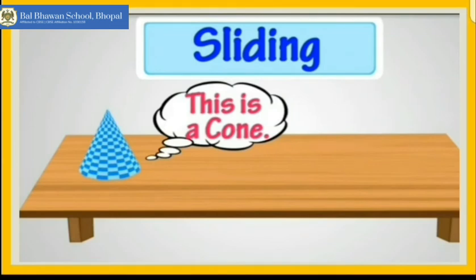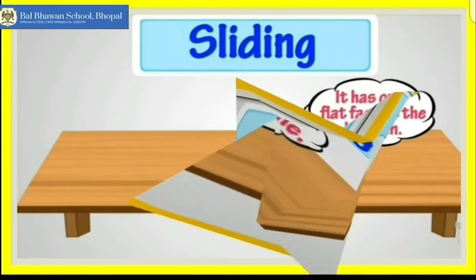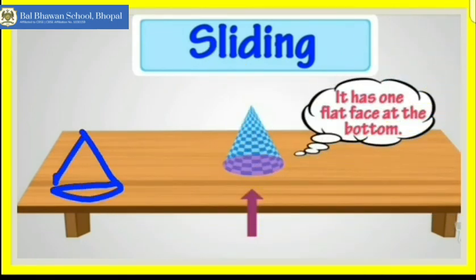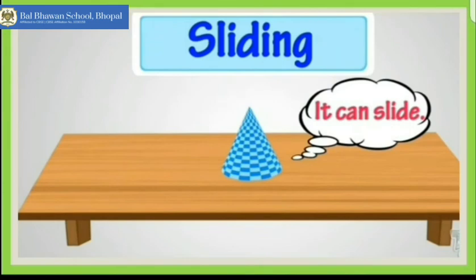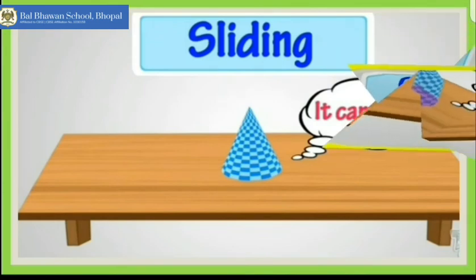Now next, some more properties of a cone. A cone can slide. So this is a cone kept on a table, you can see. Before, the cone was here, and after sliding it on a plain surface, it has come here. Why? Because its bottom part is a plain surface, that is a flat surface. So what we conclude is that a cone can slide.